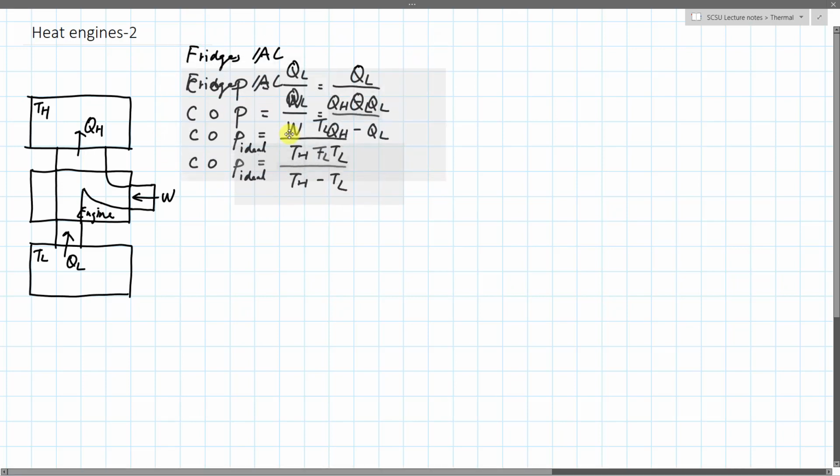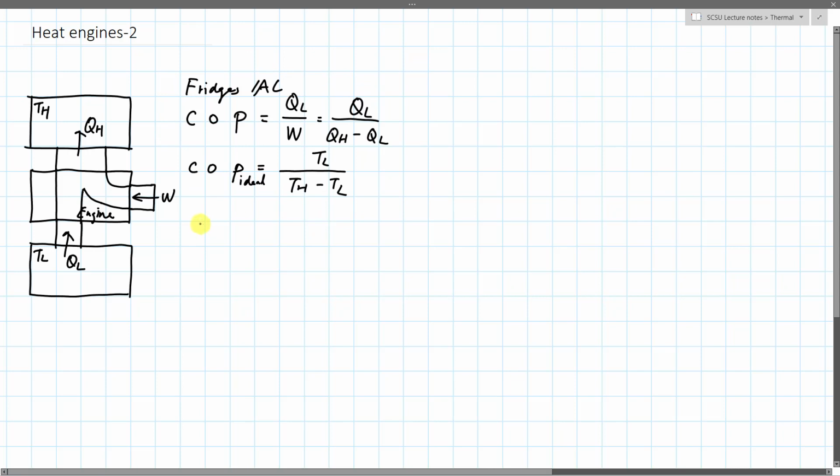I'll move this down one line. Okay, so for a heat pump, what a heat pump usually does is suck heat out of the slightly cooler outdoors and exhaust the heat into the indoors, combined with work done on it, so it warms the room.